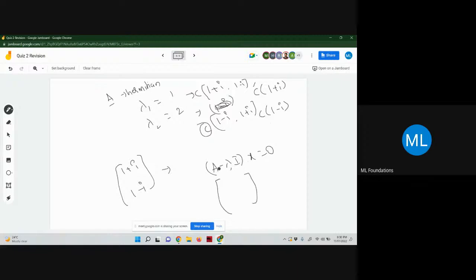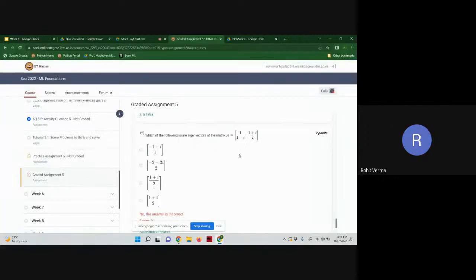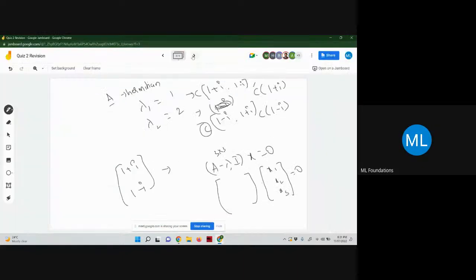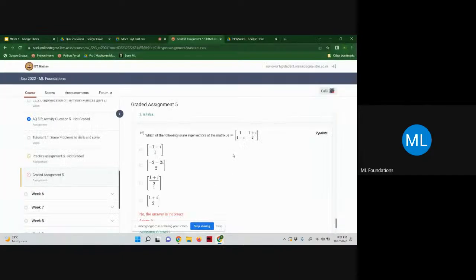You get a matrix, A minus lambda I, multiplied by a vector, let's say x1, x2, x3. Assuming A to be 3 plus 7. Sir, if we take the same example, lambda is 0 and 3 for this question 12. Lambda is 0 and 3? Yeah. Okay, I'll just compute it for one.